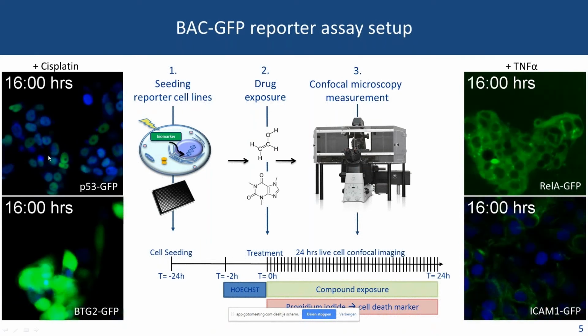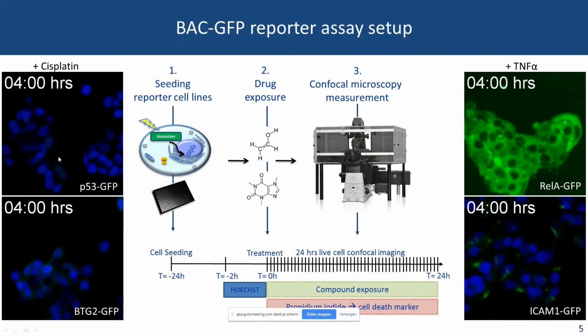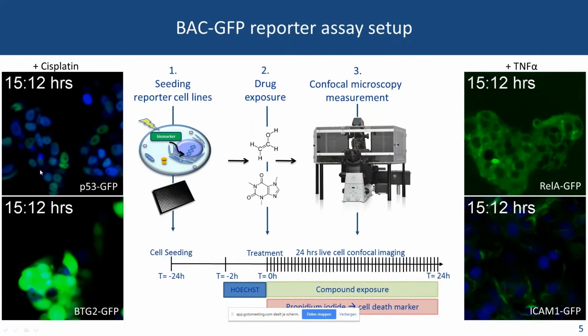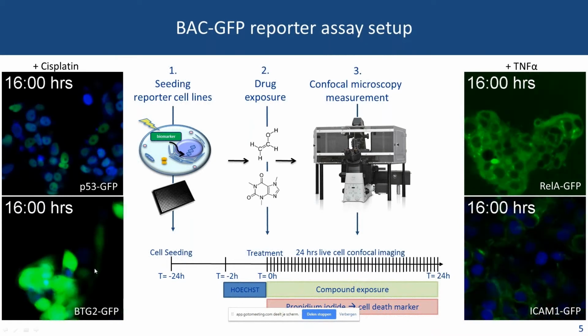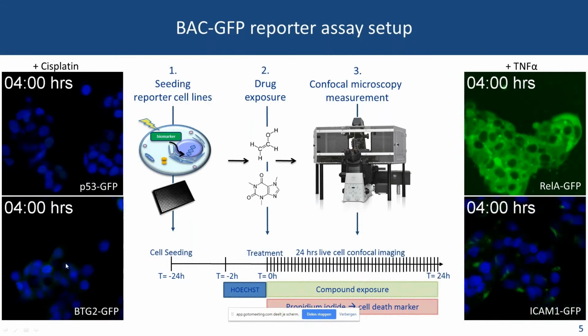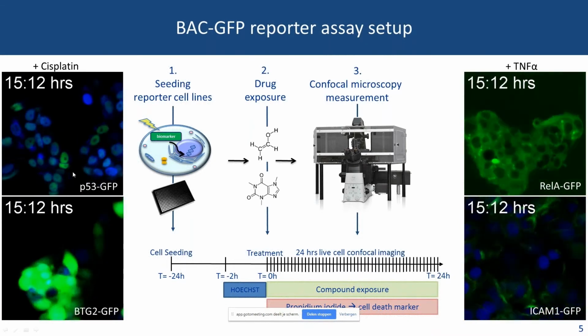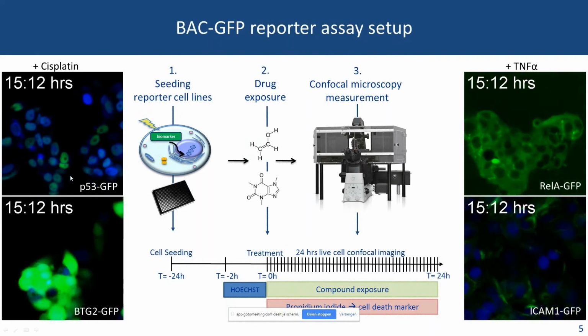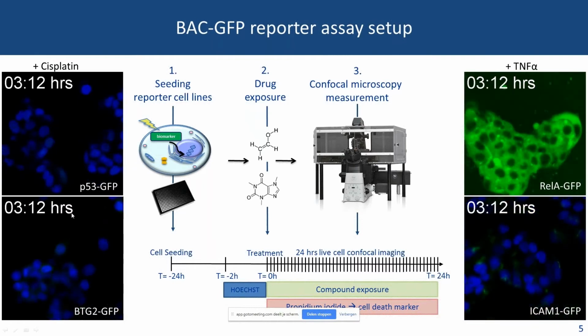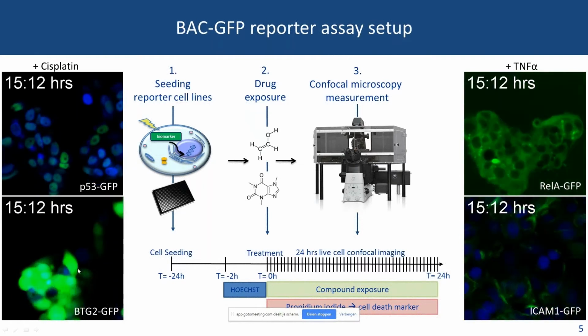When P53 is in the nucleus, it will activate downstream targets, and BTG2 is one of them. Note that the subcellular localization of BTG2 and P53 is very different. P53 is only in the nucleus, whereas BTG2 is also in the cytoplasm, as you can see.